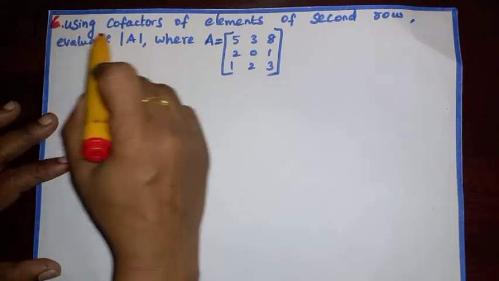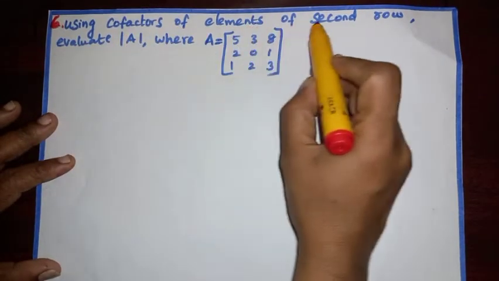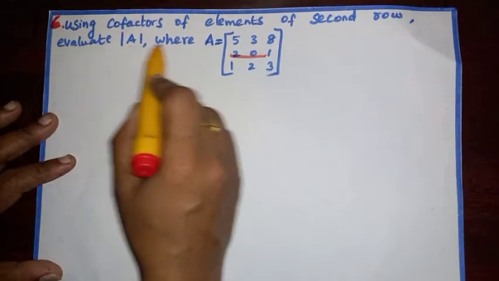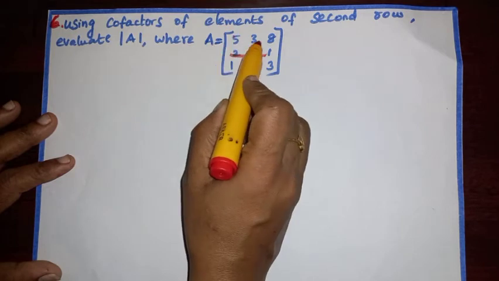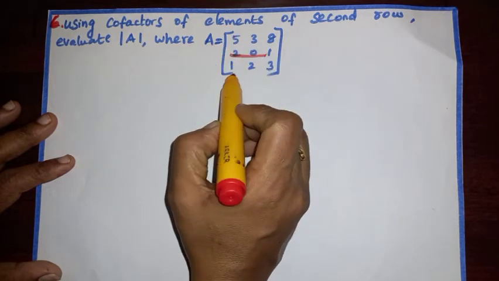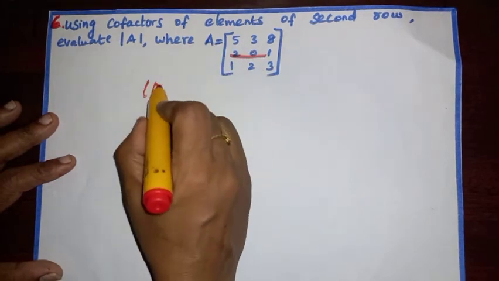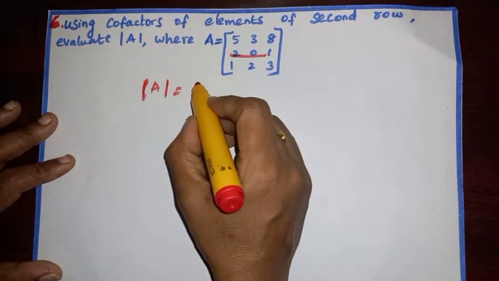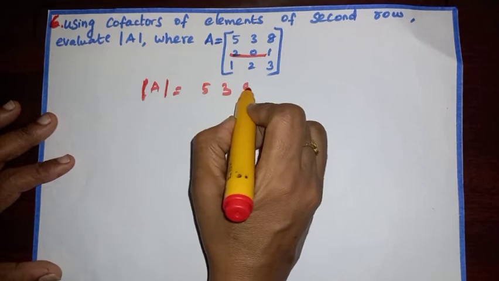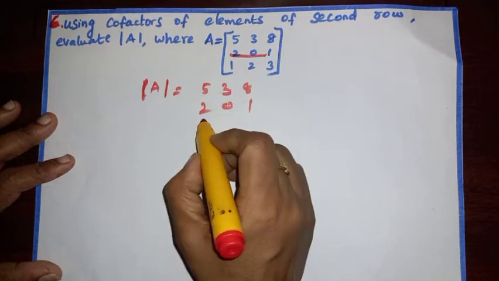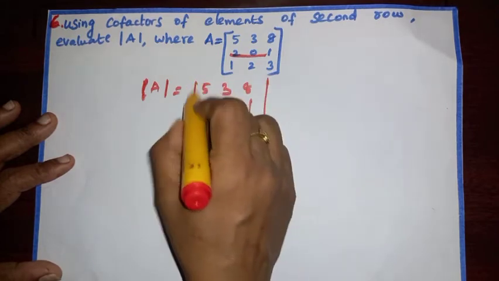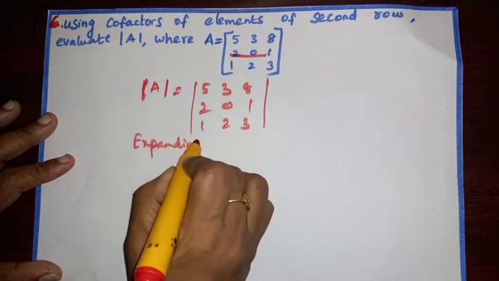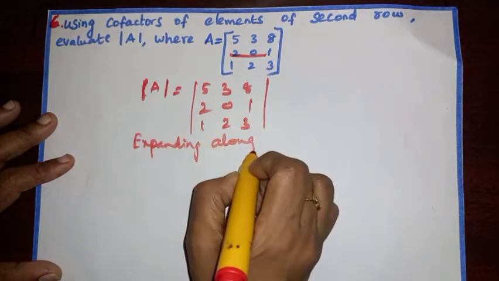Question number 6. Using cofactors of elements of second row, evaluate determinant of A where A equal to 5, 3, 8, 2, 0, 1, 1, 2, 3. Determinant of A equal to 5, 3, 8, 2, 0, 1, 1, 2, 3. Expanding along R2.